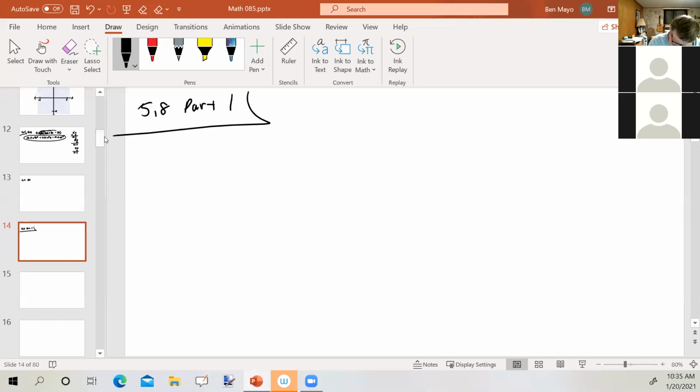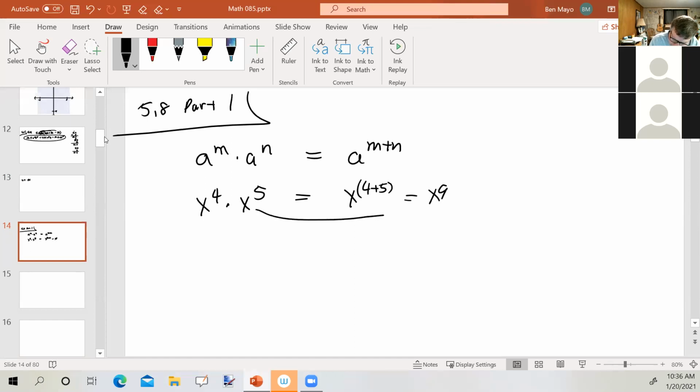We've already talked about the fact that if you're multiplying two powers with the same base, so like a to the m power times a to the n power, you add the exponents. So if we had x to the 4th power times x to the 5th power, that would be x to the 4 plus 5 power, or x to the 9th power. We could go straight there. We don't need to do that, but just showing how it works, okay? So if you're multiplying two powers with the same base, you add the exponents.